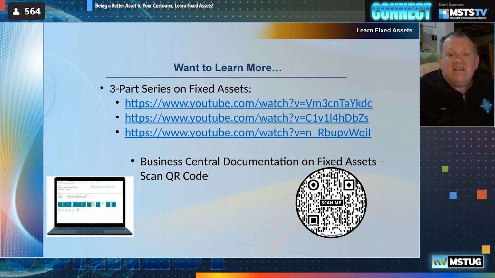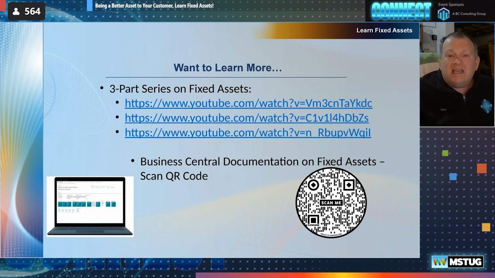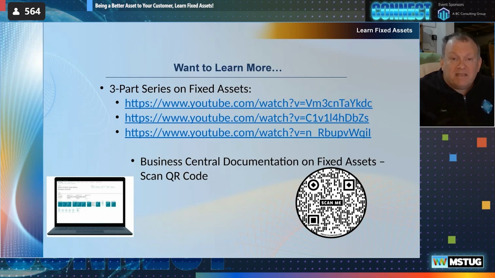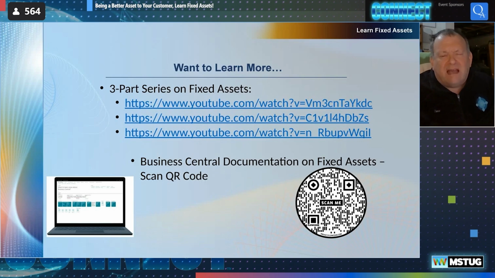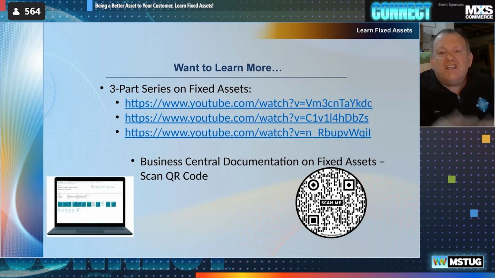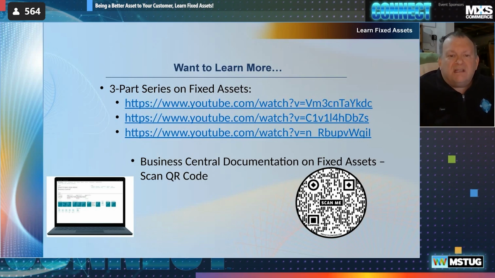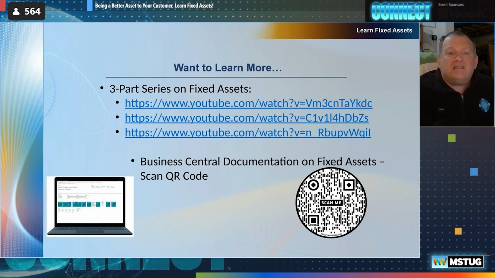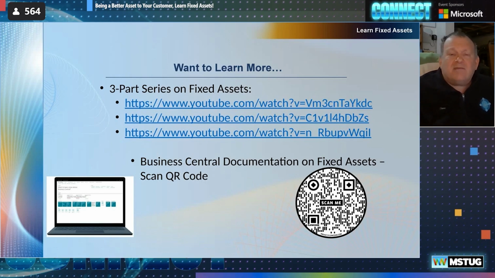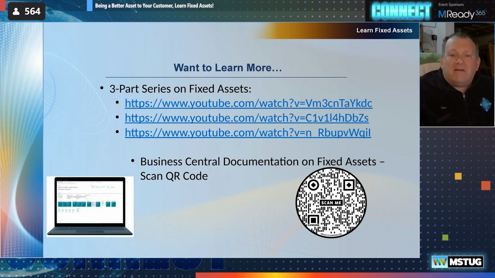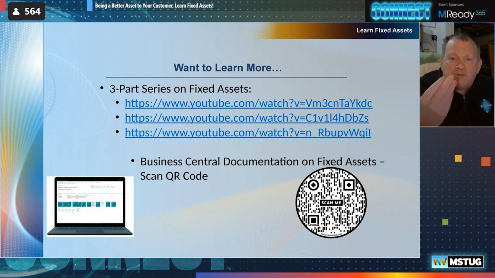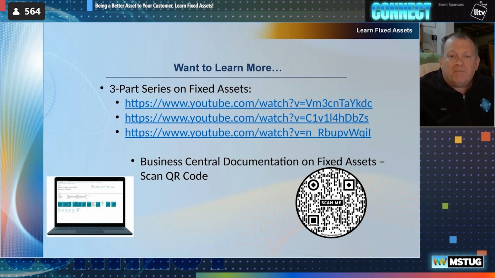That is the fixed asset documentation from Business Central. It hasn't changed in probably about 15 years, because there are a few more features that have come out of Business Central, but for the most part, the documentation is the Business Central documentation. Go to the QR code, download the actual documentation. You can be off and running in 2 seconds.